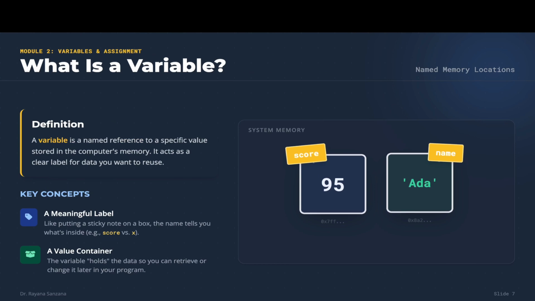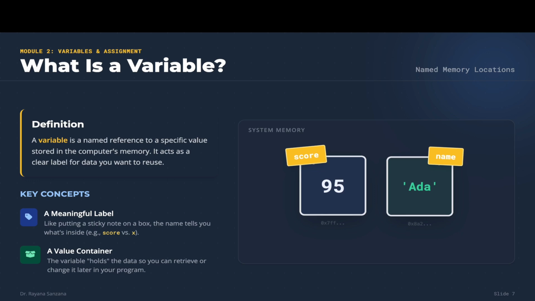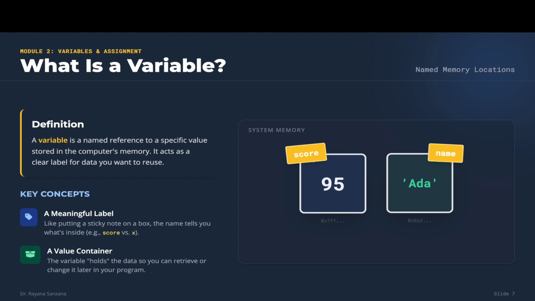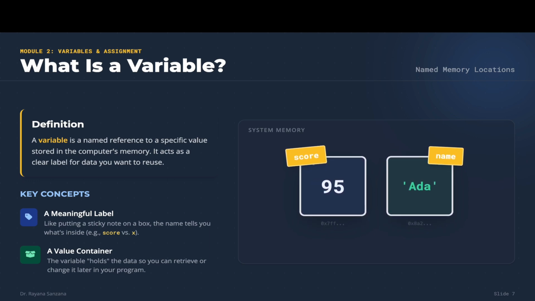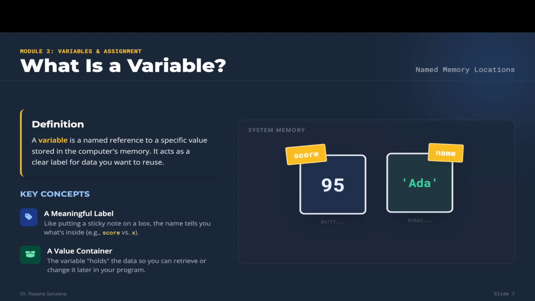So what is a variable? Think of a variable as a labeled box in your computer's memory. The label is a name, like score or name, and the contents are the value you store inside. In this case, like 95 or Ada. Technically, in Python, variables are references or name tags pointing to objects in memory. But the box metaphor is perfect for understanding the basics. You put data in, give it a name, and use that name to find that data again later.